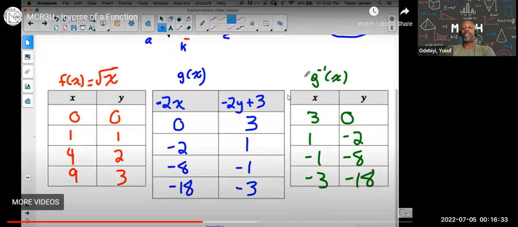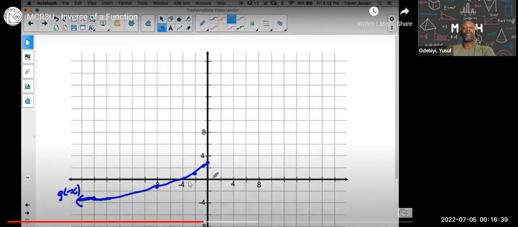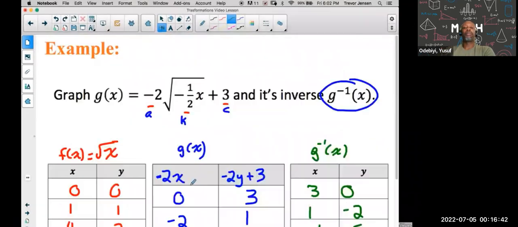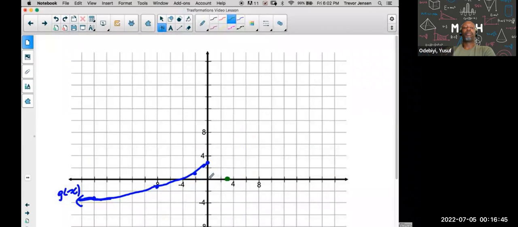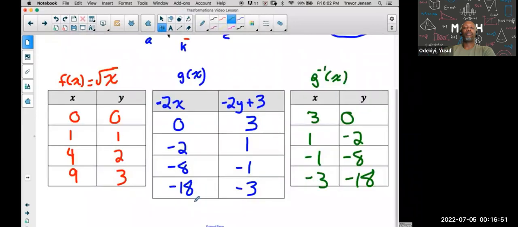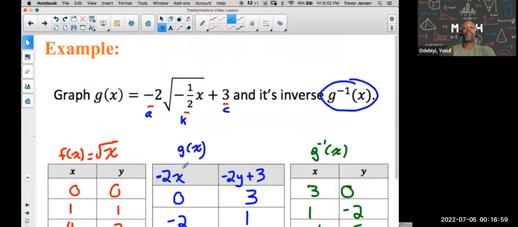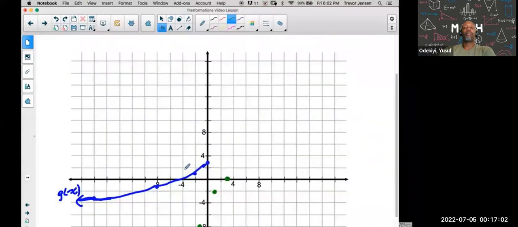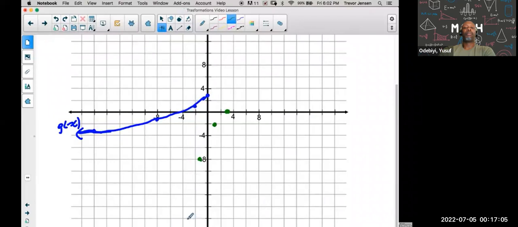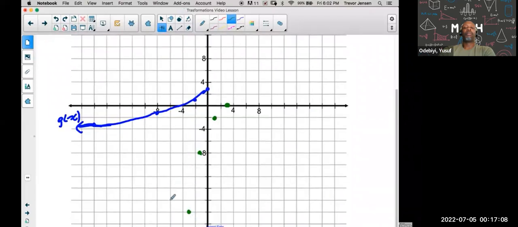And now he's going to plot this, and this would be the inverse of this. So he's going to show it right now. So if I plot those points, 3, 0, 1, -2, so 1, -2, -1, -8, so -1, -8, whoops, wrong way, and -3, -18. I believe that's 10, 12, 14, 16, yeah. I would get this function.